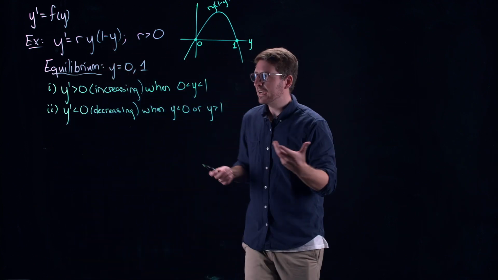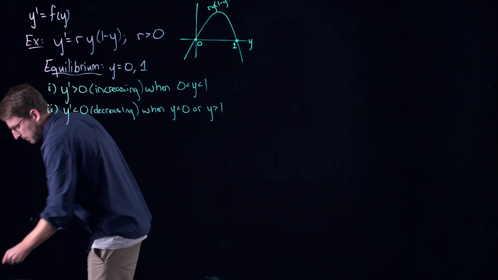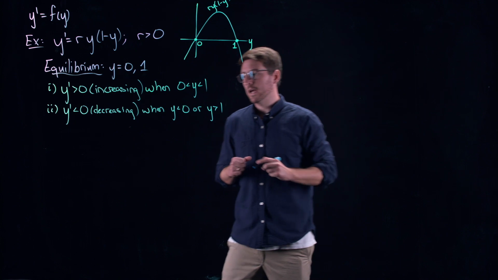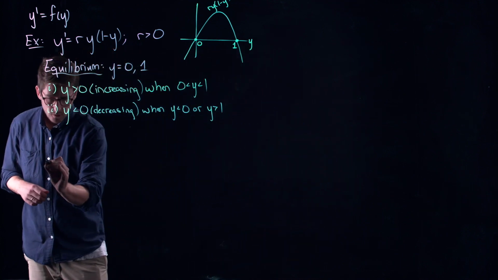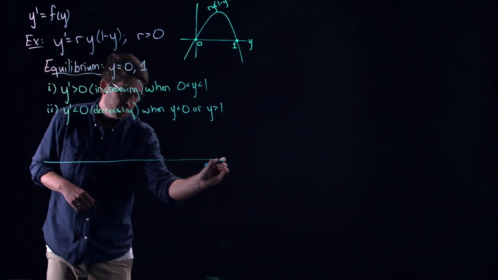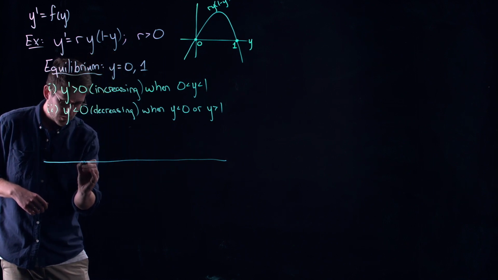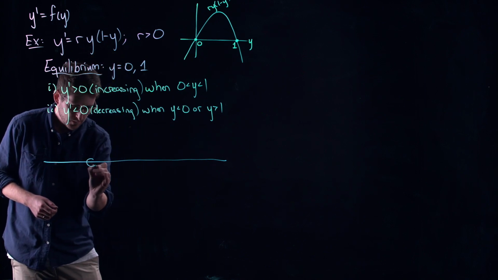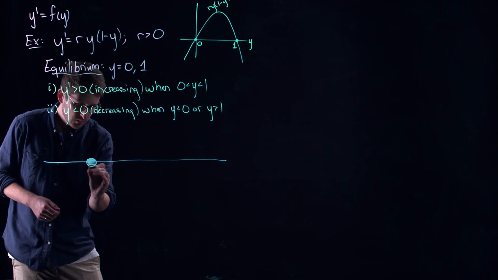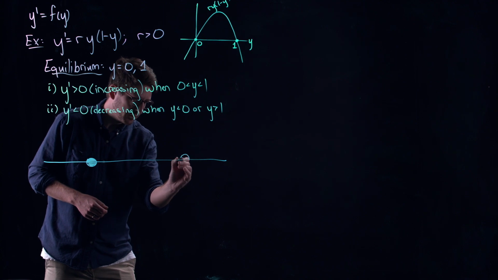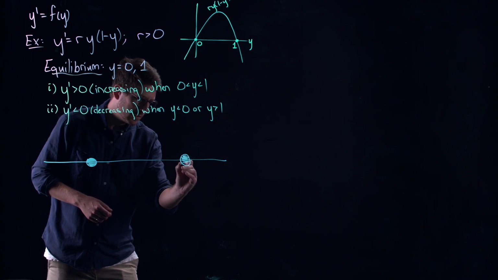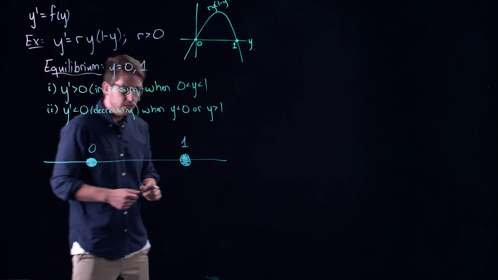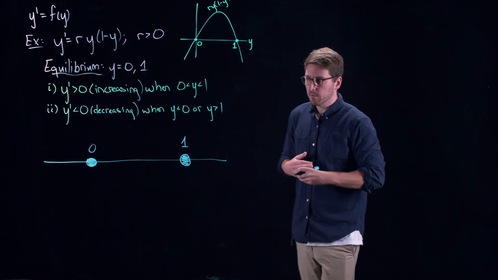Okay, so how does that actually help me, right? Does that tell me anything that is useful in here? Well, I would say yes. What you can do is draw a phase line diagram. So the first thing you do, it's a line diagram, so I'm going to draw a line. And I will put in my two equilibria. I'm going to put 1 here. I'm going to put 0 here. These are my two equilibria. This is just on the number line.